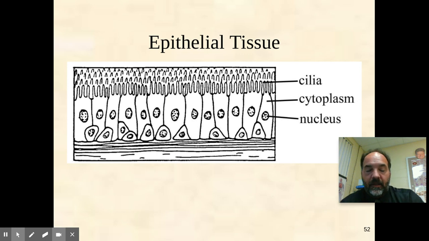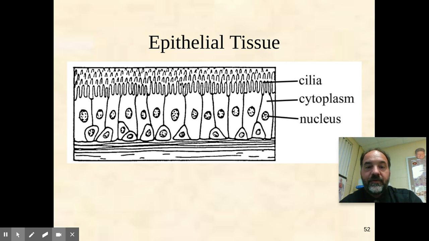This type of epithelial tissue is called pseudo-stratified columnar epithelium. Now, it looks like we have many layers of cells, but actually, all of these cells touch the basement membrane. So this is really only one layer of cells. It's just these little guys here have to grow up and reach the free surface.